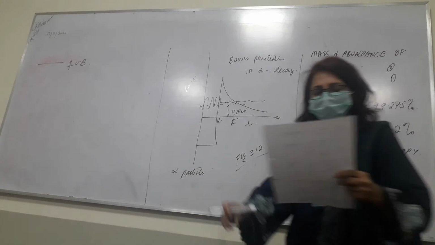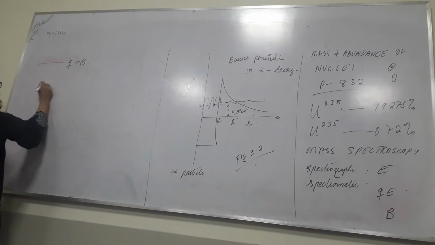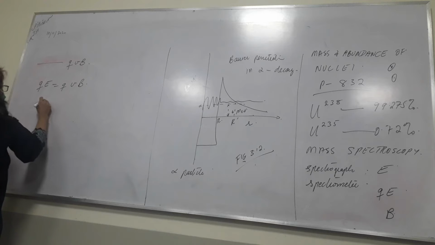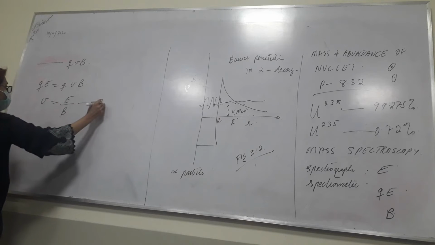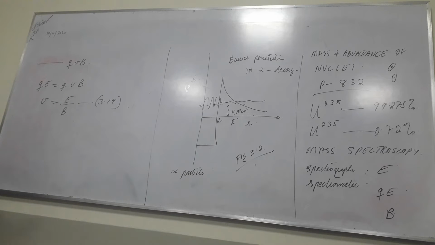If we equate these, we will get QE is equal to QVB, and therefore, we can find the velocity which is E over B. So, this is equation 3.19 in your book.